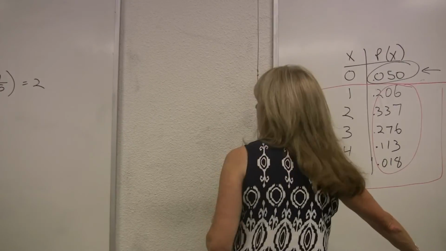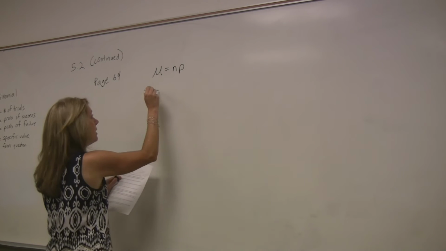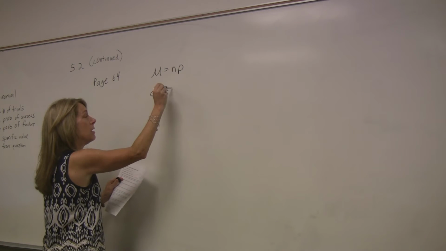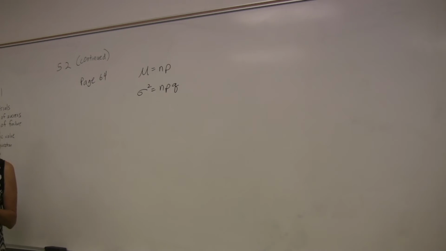We can also find the variance. The variance, remember the symbol is sigma squared, n times p times q. Remember I said we're going to need q here in a minute? Now q comes up.